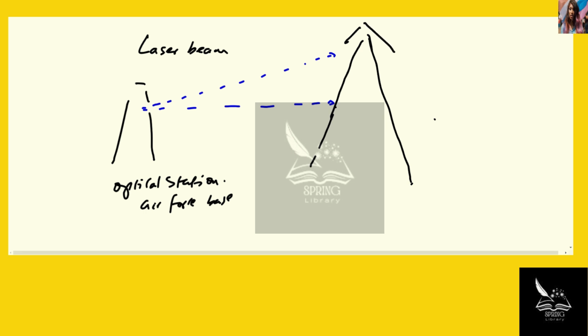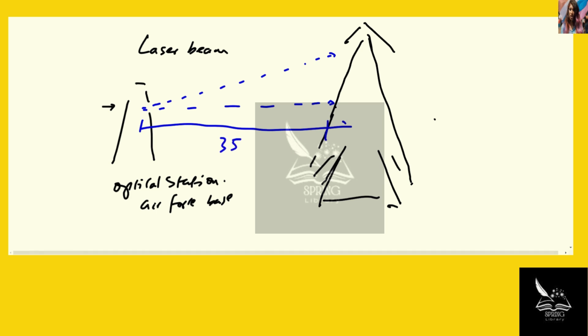I'm assuming this is a space shuttle, and so the beam leaves the optical station, goes all the way up until the space shuttle, and the distance that it covers is equivalent to 354 kilometers. That's the distance that it covers. This is the information that we're given in the problem.